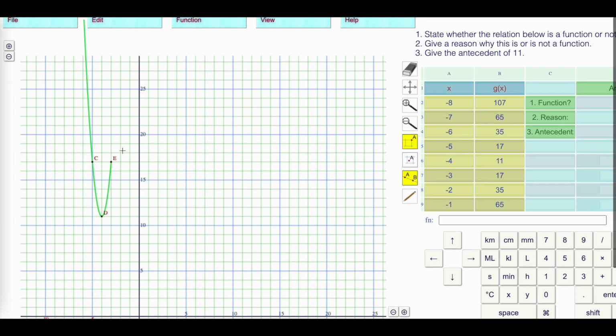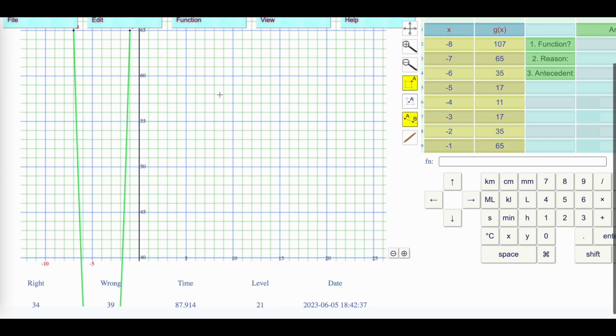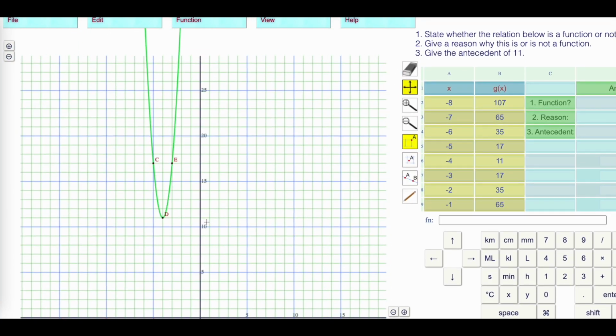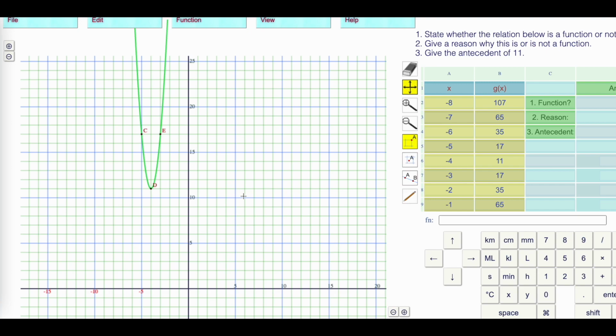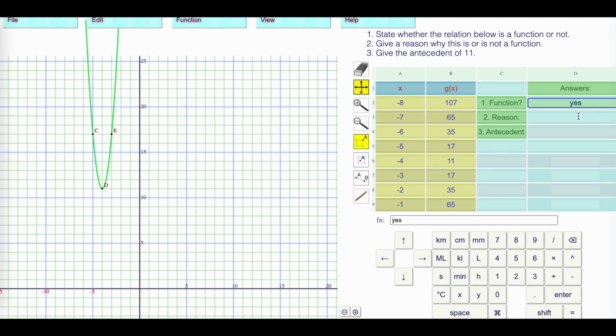-2 is 35. Here, I'm going to get the -165. -165, like that. We definitely have a parabola that looks like this. That is a function. It passes the vertical line test. Is it a function? Yes. Reason. You have two x values that give you the same y value here. And you can see that here with the 17s. You have two 17s, two 35s, and two 65s. It's many to 1. Antecedent of 11 is -4.